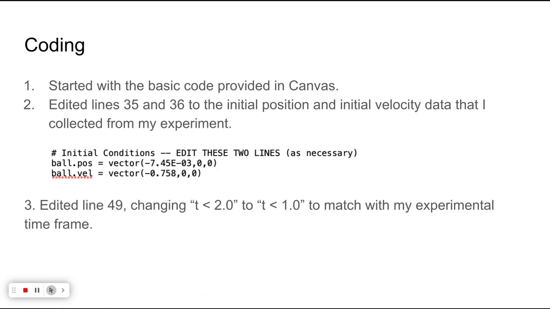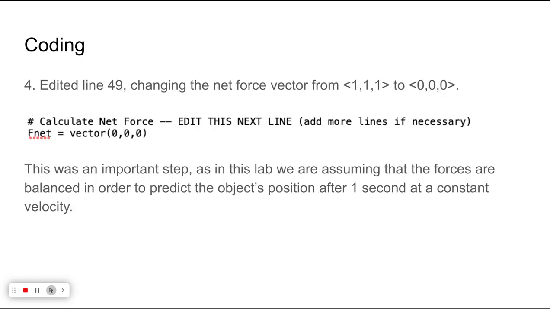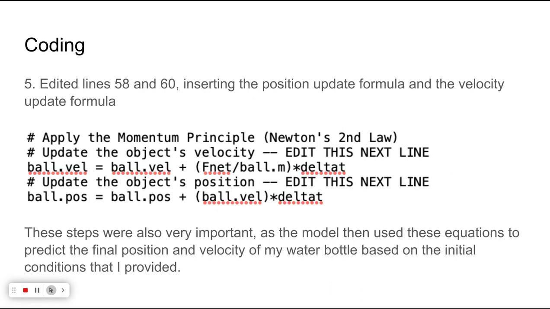For the coding, I started with the basic code provided in Canvas. I first edited lines 35 and 36 to the initial position and initial velocity data that I collected during my experiment, as shown below. I edited line 49, changing t is less than 2.0 seconds to t is less than 1.0 seconds to match with my experimental time frame. I then edited line 49, changing the net force vector from 1, 1, 1 to 0, 0, 0, as shown below. This was important, as in the lab we are assuming that the forces are balanced in order to predict the object's position after 1 second at a constant velocity.